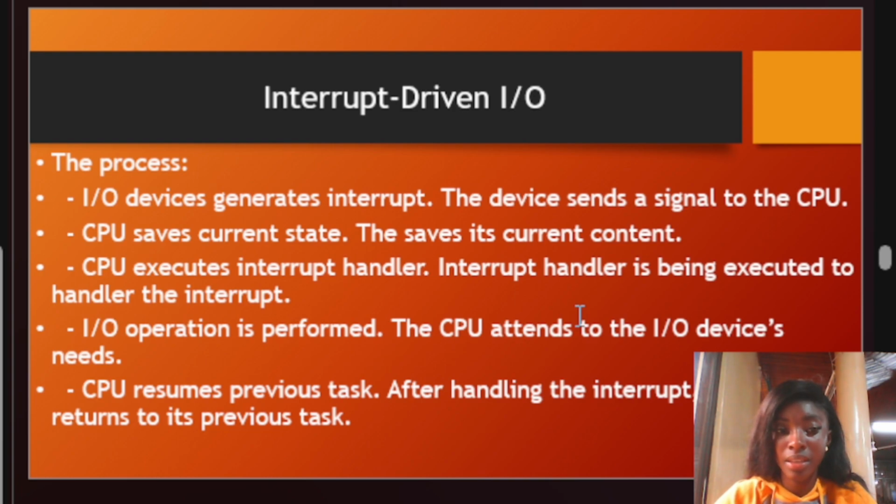Then the third step is that the CPU executes the interrupt handler. The interrupt handler is being executed to handle the interrupt. Then the fourth process is that the I/O operation is performed. The CPU attends to the I/O device's needs. Then lastly, the CPU resumes its previous task. After handling the interrupts, the CPU returns to its previous task.